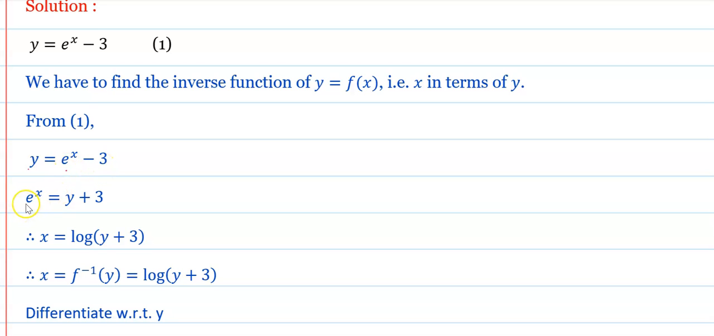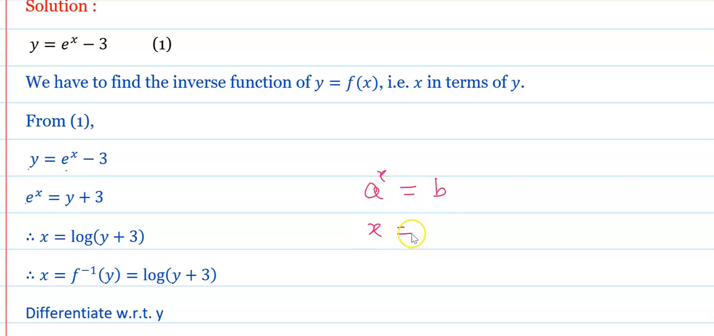Next, we will take e raised to x here. e raised to x is equal to y plus 3. Now again this is an exponential. Exponential can be converted into the logarithmic. For example, here is a raised to x. A raised to x is equal to b. Then we will convert this exponential to the log.